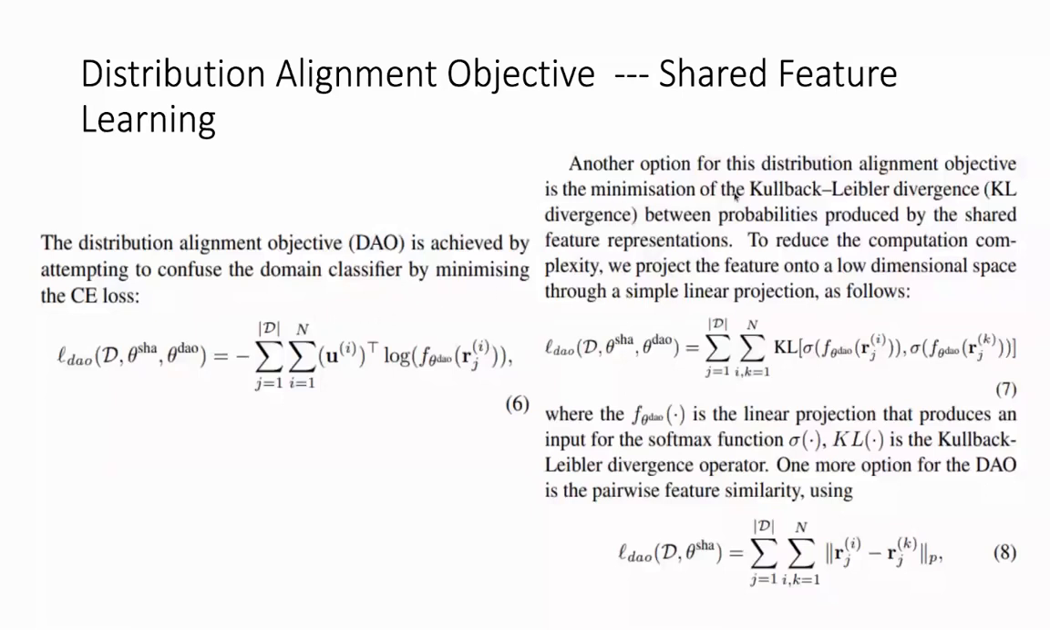Another option for the distribution alignment objective is to minimize the KL divergence between probabilities produced by the shared feature representations. To reduce the computation complexity, we project the features onto a low dimension space through a linear projection, as in equation 7 in the paper. Another option is pairwise feature similarity using the p-norm, for example L1 distance, L2 distance, etc.